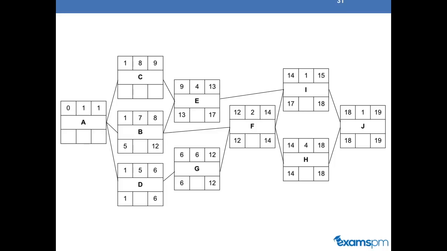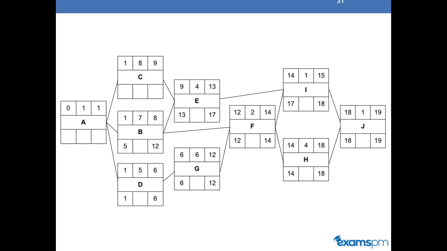Using the same logic, activity B will have a late finish of 12 because there are two activities leading into it, E and F. E has a late start of 13, whereas F has a late start of 12. Since 12 is smaller than 13, activity B will have a late finish date of 12. Remember, you're choosing the smaller number because if you choose a larger number, you will be delaying the subsequent activities since B has to finish before E and F can start.